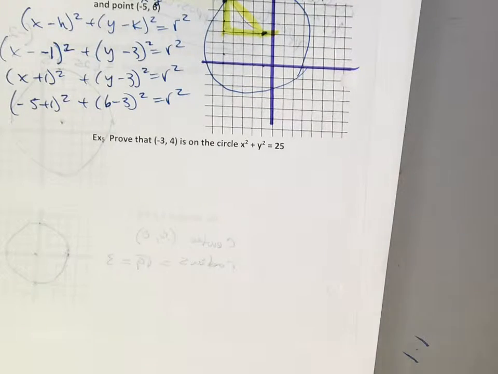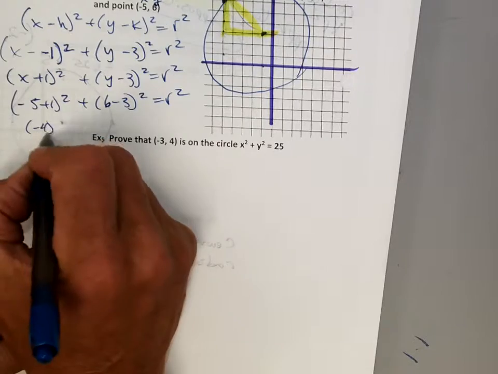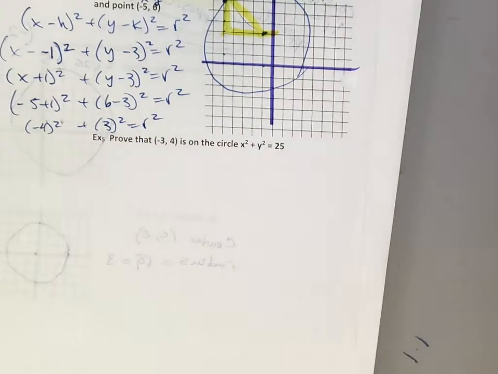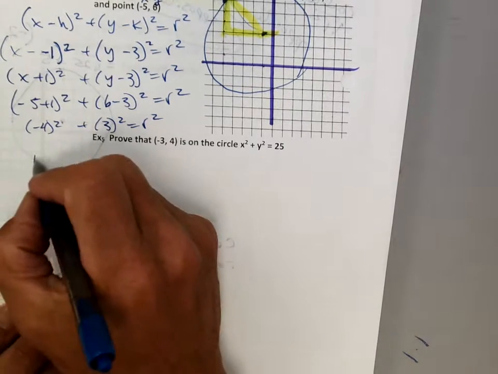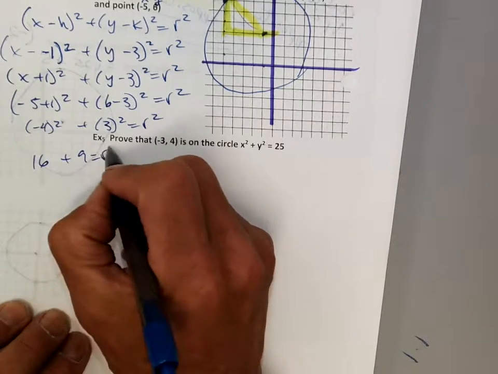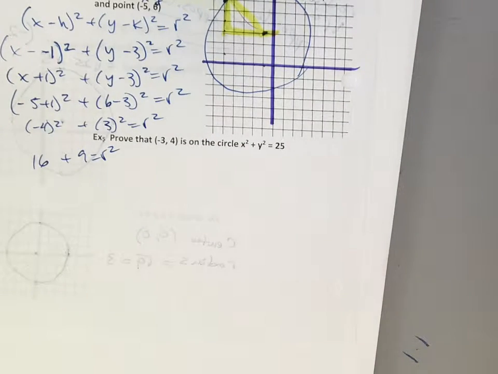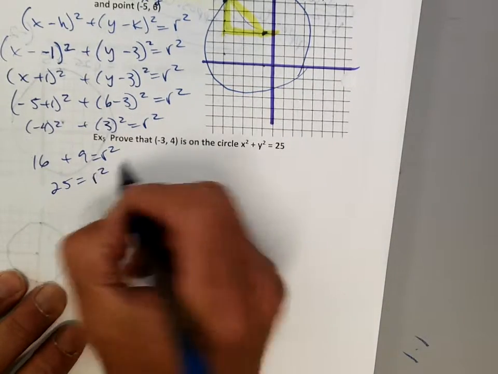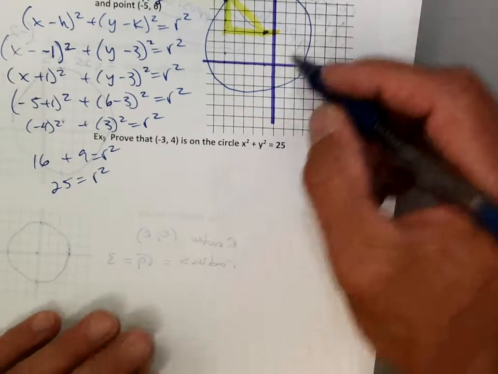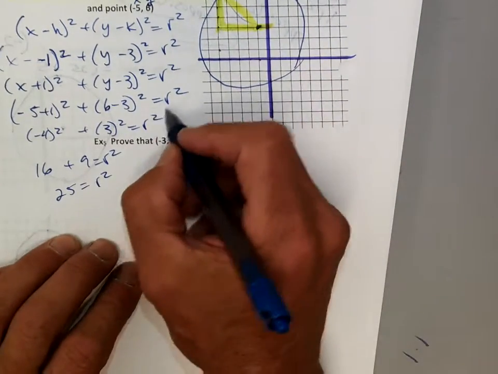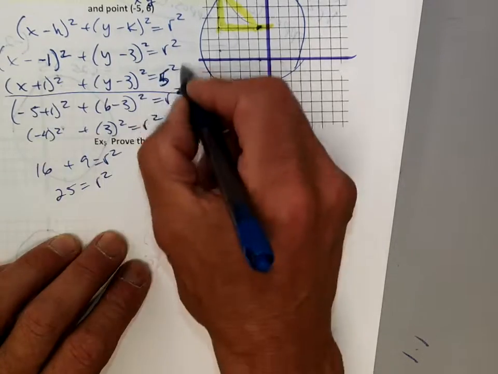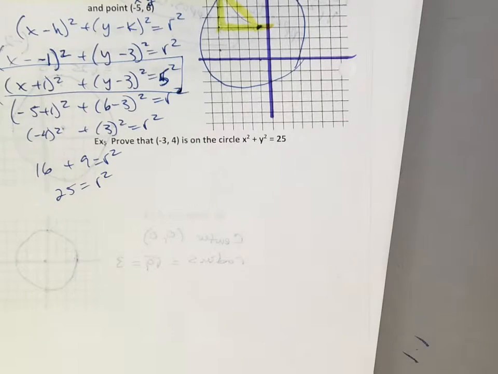Let's do the math. Negative 4 squared plus 3 squared equals r squared, okay? Negative times a negative is a positive. How about 16 plus 9 equals r squared? Plug it in. What's r squared? 25. There it is. All right, cool. So then I know the radius is 5, so I'll put 5 squared as my answer. Or you could use the Pythagorean theorem, right?